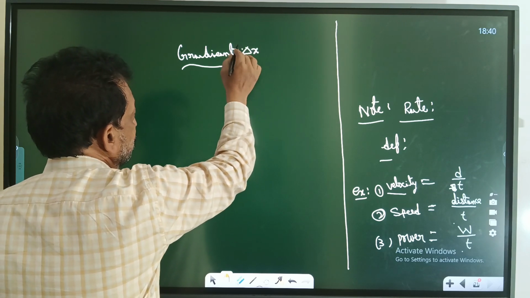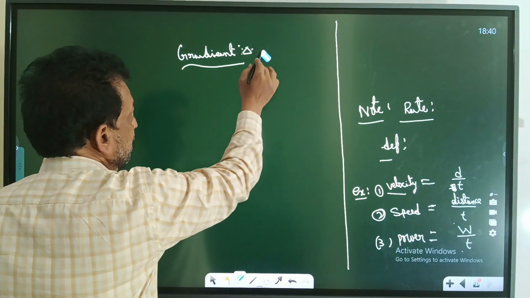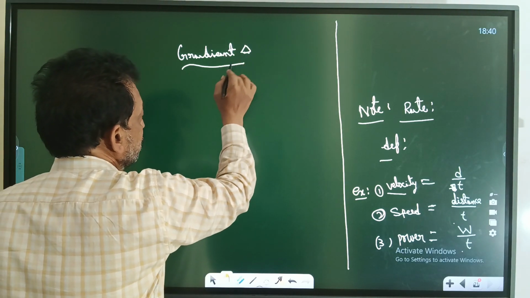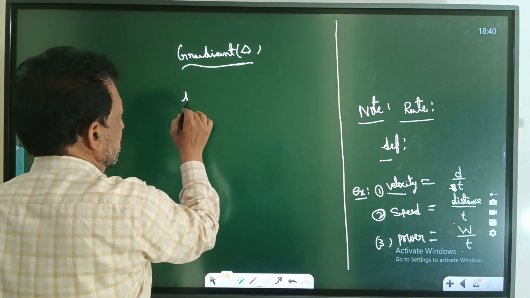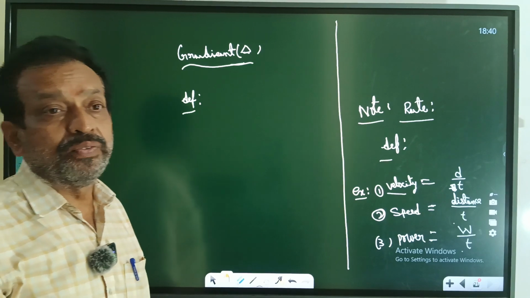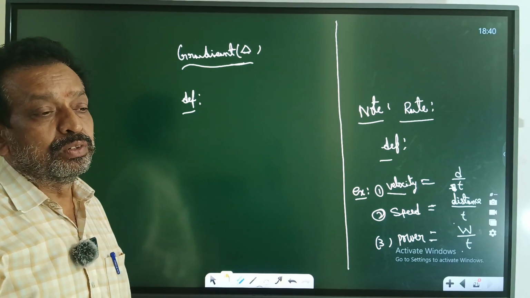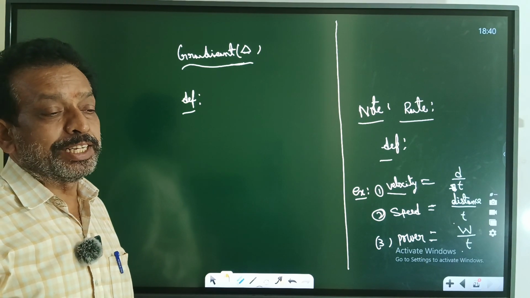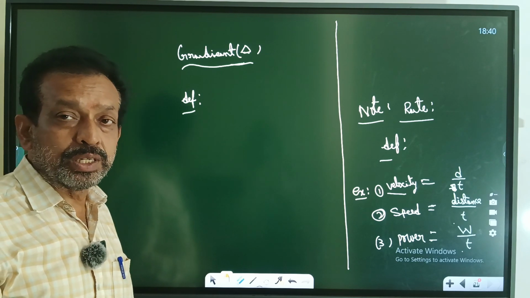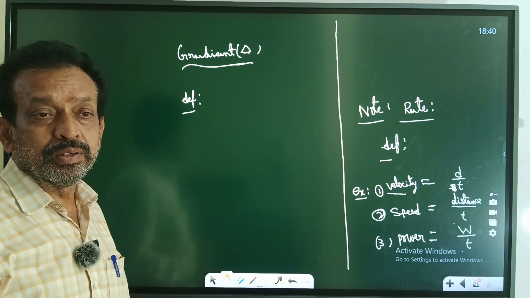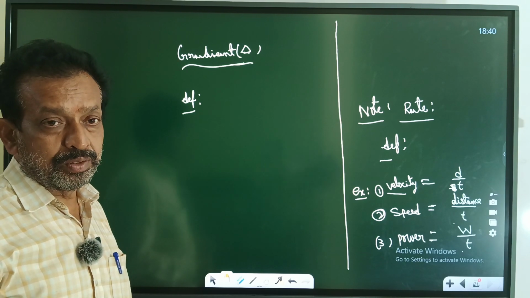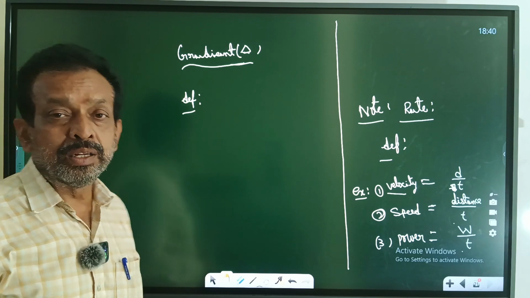Delta. The actual symbol of gradient is the del operation. So we are going to get del. Definition: anything that is going to change with respect to distance or displacement is called gradient.